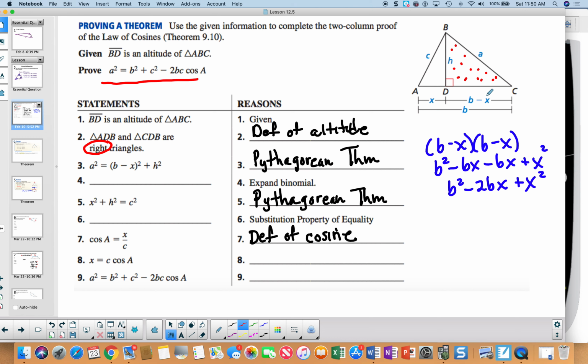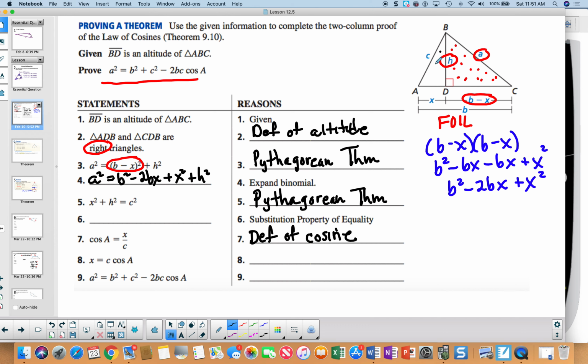And because it's a right triangle, I'm going to be able to use the Pythagorean theorem. I'm going to use this side and this side, and I'm going to write out the Pythagorean theorem. This is the hypotenuse. Now I'm going to take a look at this expression right here and expand it. I'm going to write it twice and use FOIL to help me expand. And this will be the expansion right here. So now I'm going to substitute: a squared equals b squared minus 2bx plus x squared plus h squared. So now I've made it look a little bit more complicated.